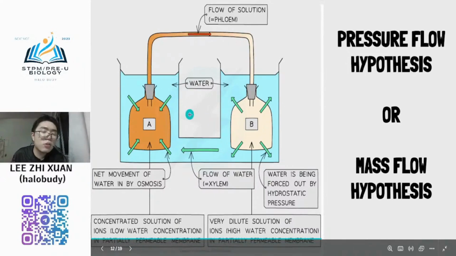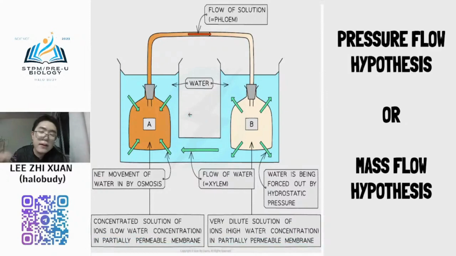So normally this concept is similar, but I say it just uses the experimental setup to explain the hypothesis. Okay, so normally you see here there are A and B, right? So this is what we call the permeable membrane, A and B, and then there are the beakers containing water.